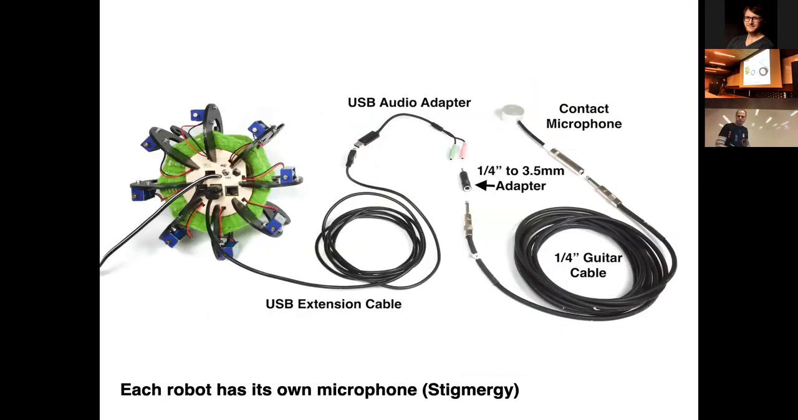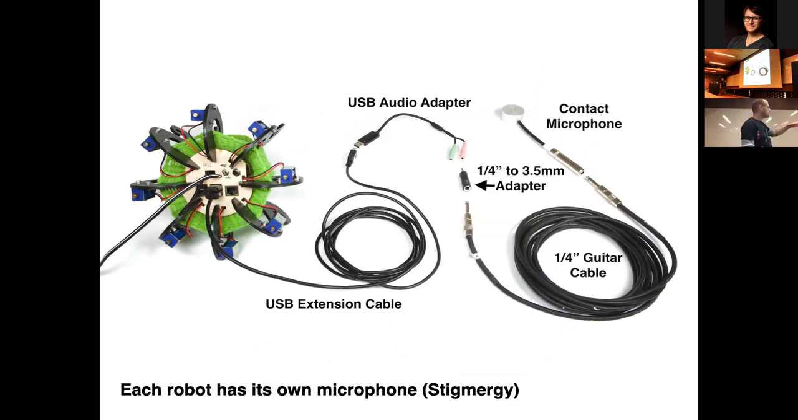Okay, and then each robot is listening through a microphone. It's just a USB microphone plugged into the USB port of the Raspberry Pi computer. And this image is a little misleading because that's the wrong kind of microphone. In the examples I'm going to show you in a moment, I'm just using a regular USB microphone.